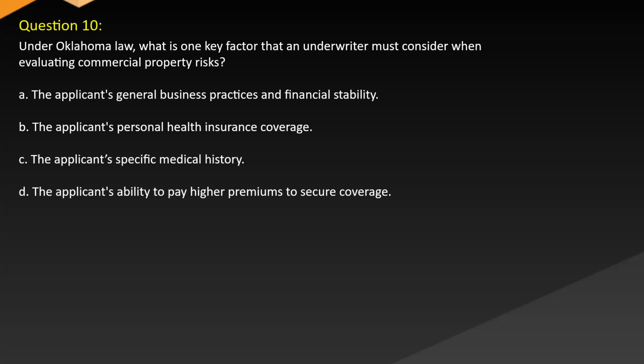Question 10. Under Oklahoma law, what is one key factor that an underwriter must consider when evaluating commercial property risks? A. The applicant's general business practices and financial stability. B. The applicant's personal health insurance coverage. C. The applicant's specific medical history. D. The applicant's ability to pay higher premiums to secure coverage.